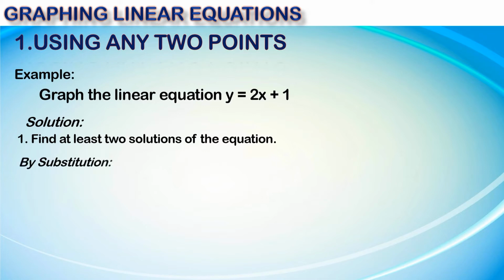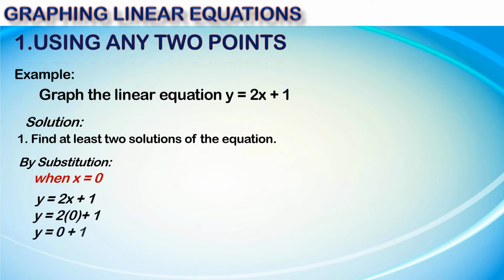By substitution, when x is equal to 0, the equation y equals 2x plus 1 becomes y is equal to 2 times 0 plus 1. So 2 times 0 is 0, plus 1. So 0 plus 1 is equal to 1. So we have y is equal to 1. Thus we have the ordered pair 0 for the value of x and 1 for the value of y. So we have 0 and 1.